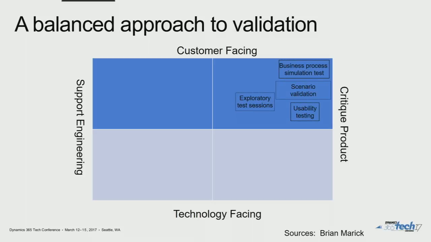So first of all, what we normally think about validation is in the upper right. It's customer facing and it's critiquing the product. And I have some examples in there. It's really focused on meeting the requirements, meeting the business requirements, meeting the user requirements for the product. And exploratory test sessions is something I'll throw out there, is something that's important. That's not a regression technique.